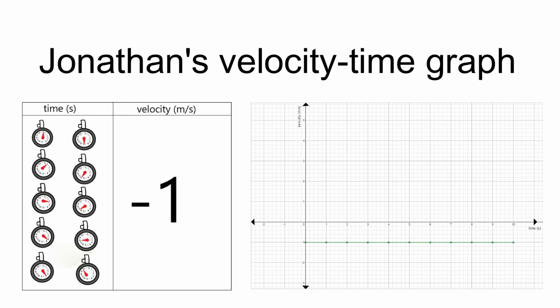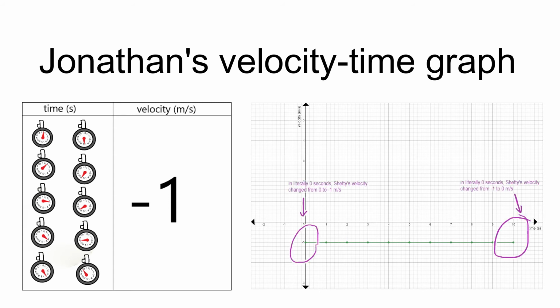That means that for every single moment of the journey, he was traveling at the same pace, minus 1 meters per second. If we were to draw a graph with time on the x-axis and velocity on the y-axis, we would get a horizontal line because velocity is minus 1 meters per second regardless of the value of time.